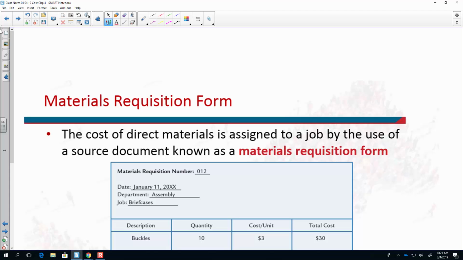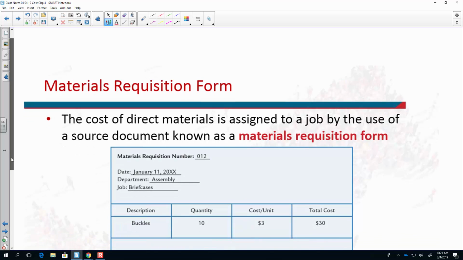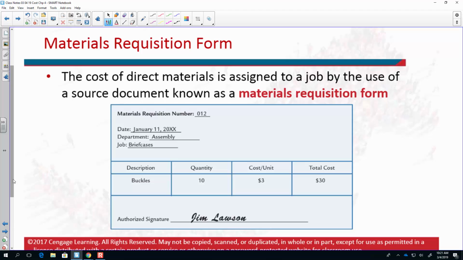You will be responsible for the exam to know what a material requisition form is. Well, it's basically for materials, right? It's got the word in it. This is on page 162. So know what a material requisition form is. Most companies now use barcodes. We don't have paper forms.